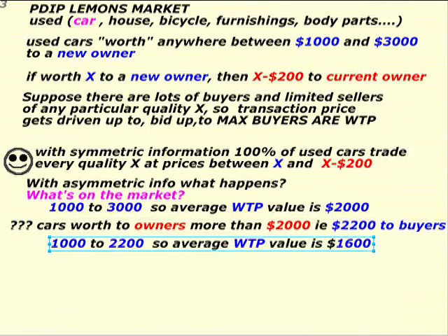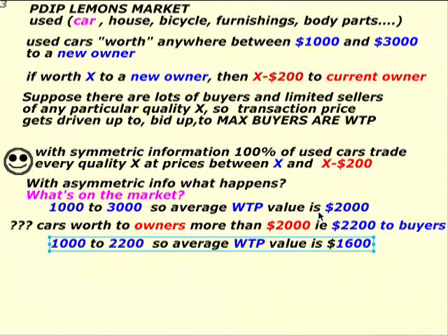Now, supposing that the buyers get to learn this, that eventually they learn that cars of over $2,200 are just not available in the market when the willingness to pay is $2,000. So they lower their willingness to pay. Now they're going to get a car somewhere between $1,000 and $2,200. Halfway between that, an average is $1,600. So the willingness to pay drops to $1,600.